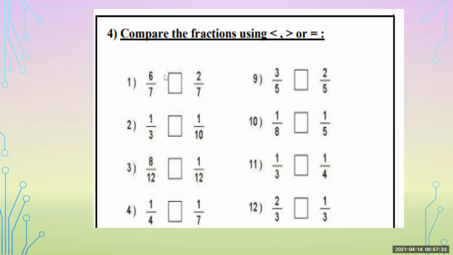Number 1, here, 6/7 and 2/7. Is it normal fraction or crazy fraction? It's normal fraction. Great, ya Ali. Excellent, ya Taim. Great, ya Noor. It's normal fraction. Normal means the bigger is big and the smaller is small. So, which is bigger, 6 or 2? 6. Yes. 6 is bigger.